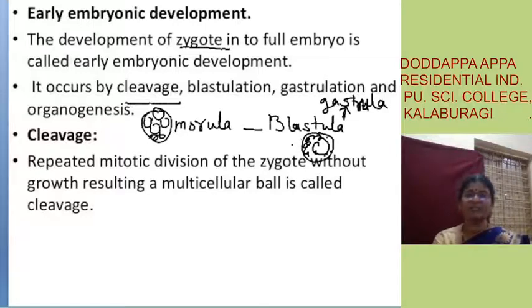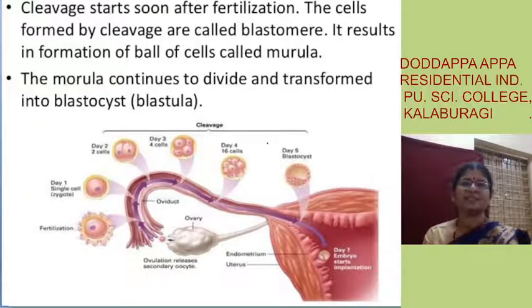Thus they will form 3 germ layers. What are those 3 layers? Ectoderm, endoderm and the mesoderm. From these 3 germ layers only all other organ systems are formed that you have studied. Now let me go to the next.